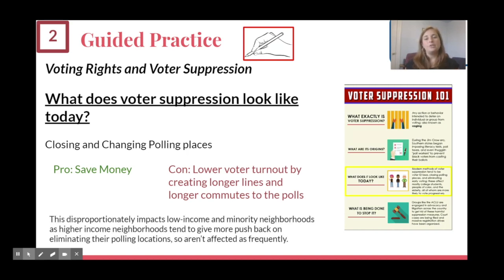This is also a big issue because it affects low-income areas with large racial and ethnic minority populations more than it affects high-income, mostly white neighborhoods. Because the people living in high-income neighborhoods, they're more likely to put up a fight and resist these changes and closures, which means that their polling places are usually left alone, whereas low-income neighborhood polling places are closed or changed locations.